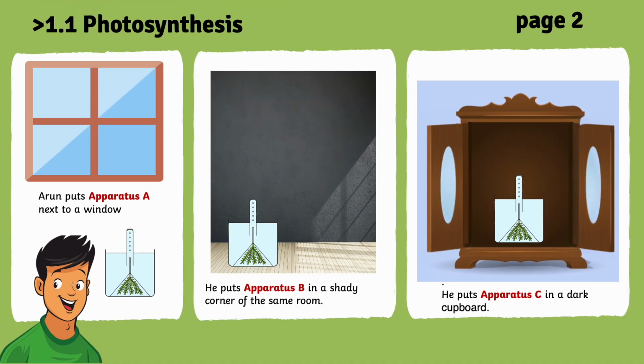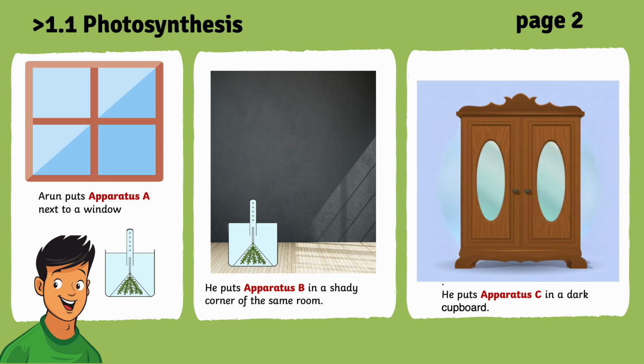Now let's see what Arun does with his three setups. He puts apparatus A right next to a window, so it gets bright light. He puts apparatus B in a shady corner of the same room, so it gets less light. And he puts apparatus C in a dark cupboard, so it gets no light at all. By changing the light levels, Arun can compare how many bubbles each plant produces. More bubbles means faster photosynthesis. Fewer bubbles means slower photosynthesis.